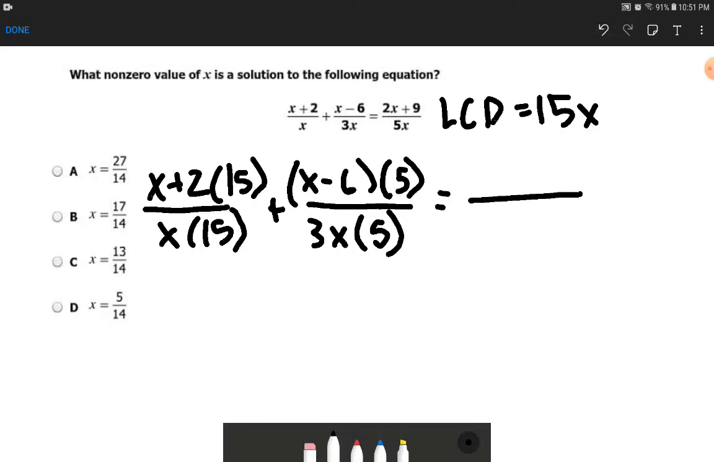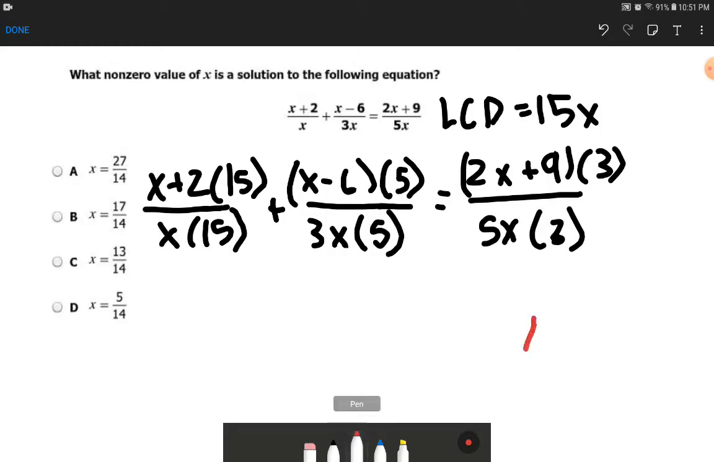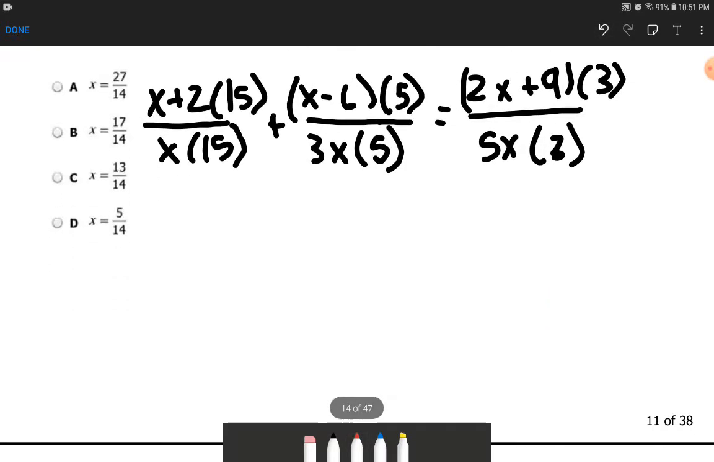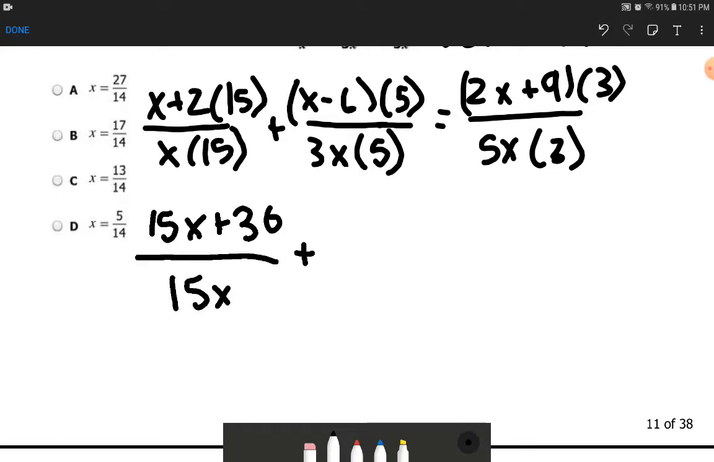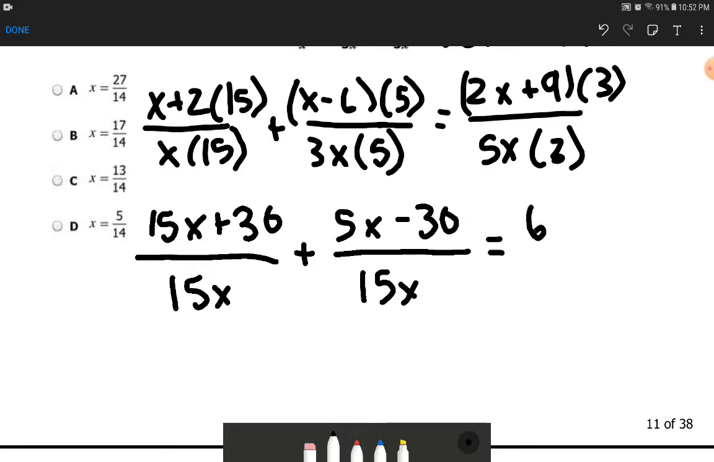equals 2x plus 9 over 5x. We're going to multiply this one by 3. Next, we're going to distribute everything. So, distribute this, we get 15x plus 30 divided by 15x, plus 5x minus 30 divided by 15x, equals 6x plus 27 divided by 15x.